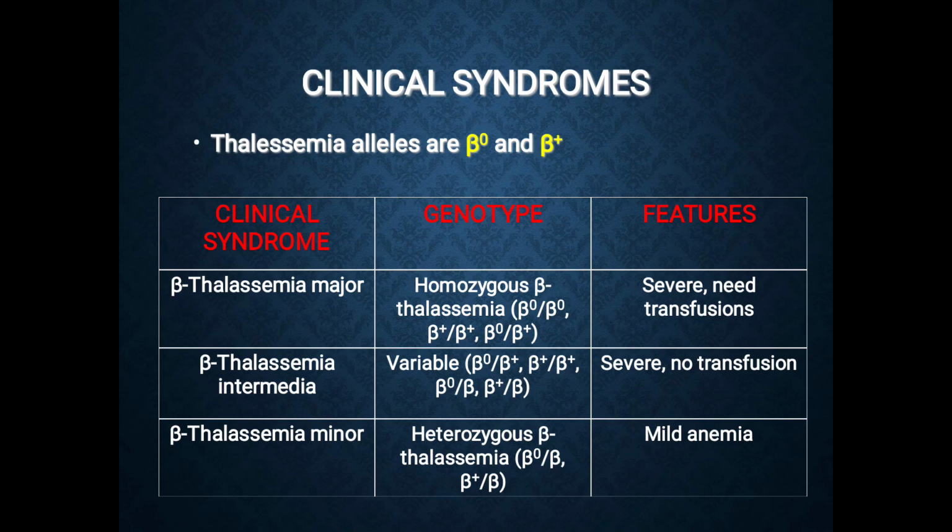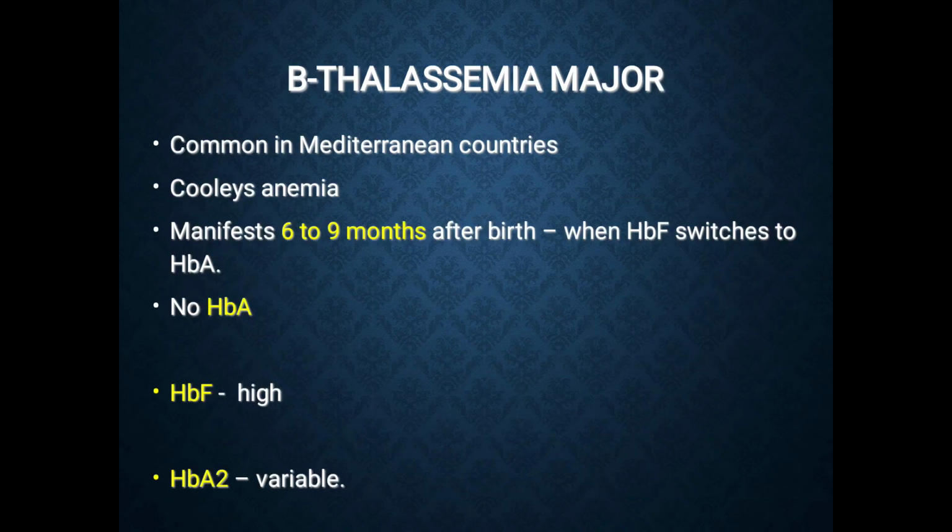Coming to beta thalassemia intermedia, this is when one gene is normal and one is abnormal. Usually this is not very severe, so they do not need many transfusions, but compared to beta thalassemia major, it is less severe. In beta thalassemia minor, it is very much less severe, the mildest form of anemia. It can be of any trait like B0, B plus, anything, but it is a very feeble type of thalassemia, so there will be mild anemia.